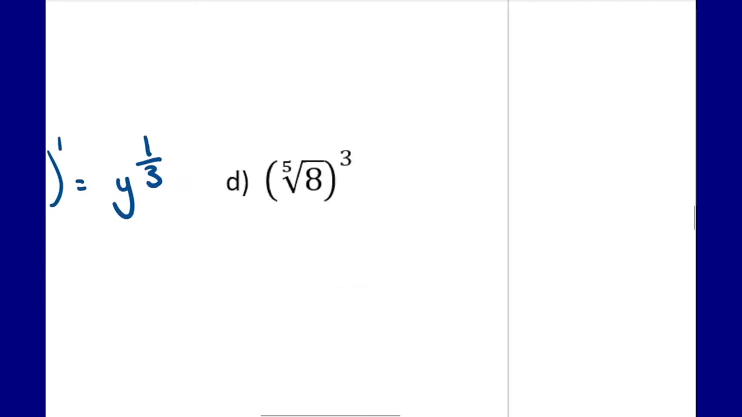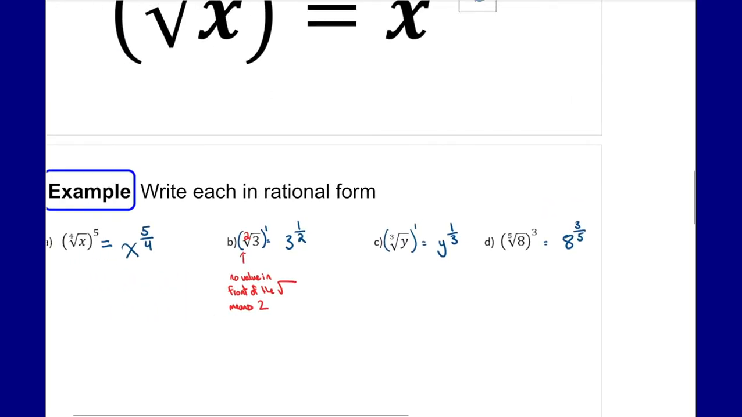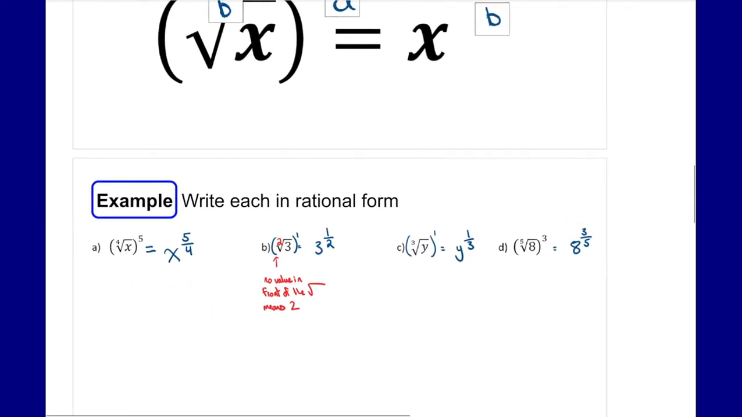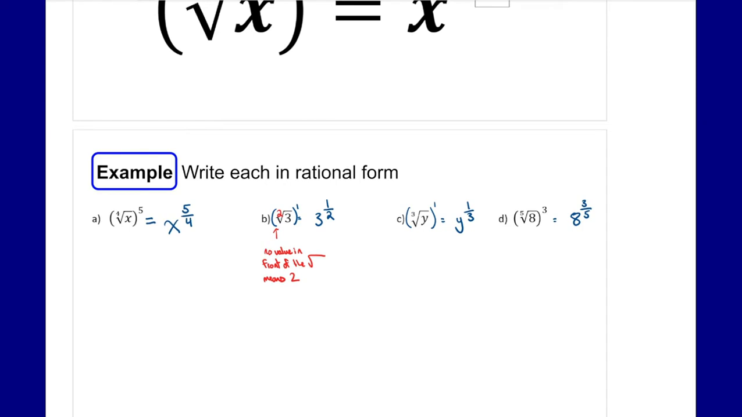And then lastly for D, 8 is our base. The numerator is 3, that's our exponent. The value in front of the root is 5, so that is our denominator. So this becomes 8 to the power of 3 over 5. And that's how you convert from a radical to a rational form.